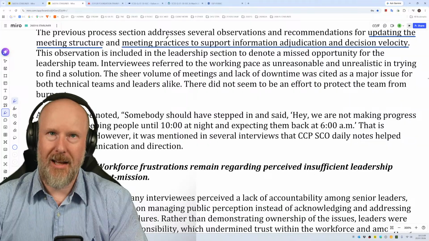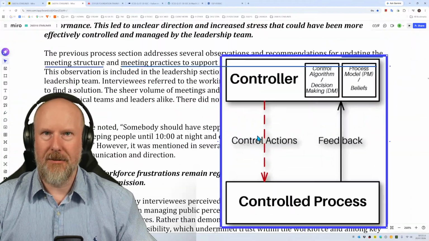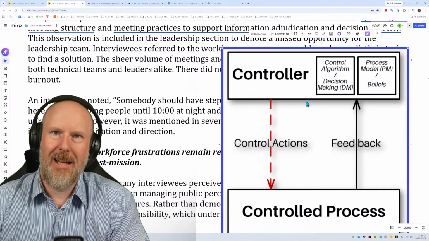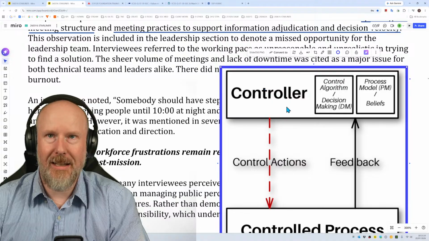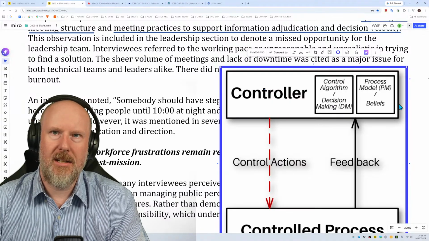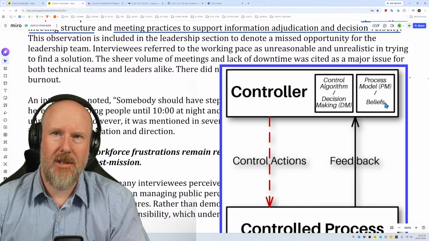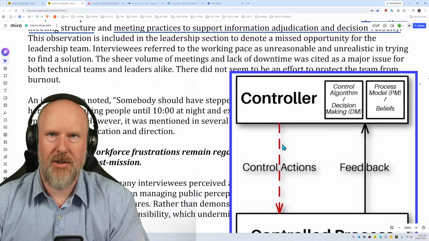So again, you could say that's a type of control algorithm or decision-making function of a controller. So if we're thinking about our jigsaw puzzle piece, our control loop, if this is the meeting chairperson or the meeting itself, what decisions does it need to make? What information does it need? What process model, mental model do they have? What beliefs do they have? And of course, what feedback do they need to be able to make good decisions and provide good, safe control actions?